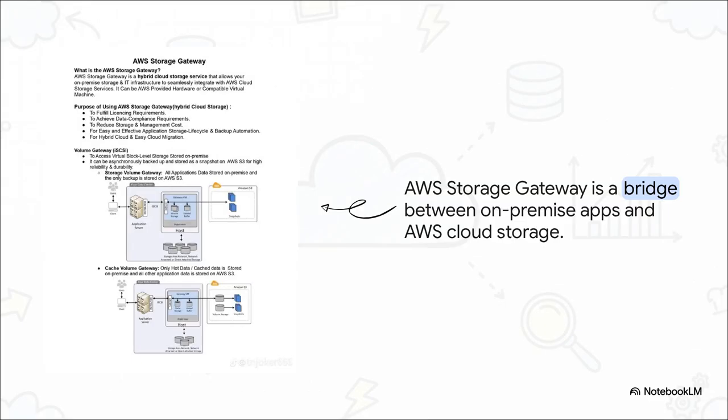And AWS isn't just for brand new applications built entirely in the cloud. A service like Storage Gateway actually builds a bridge between a company's own traditional data center and the AWS cloud. So as you can see here, it lets all their existing applications seamlessly use cloud storage like S3. It's a perfect example of a hybrid cloud solution that blends the old with the new.